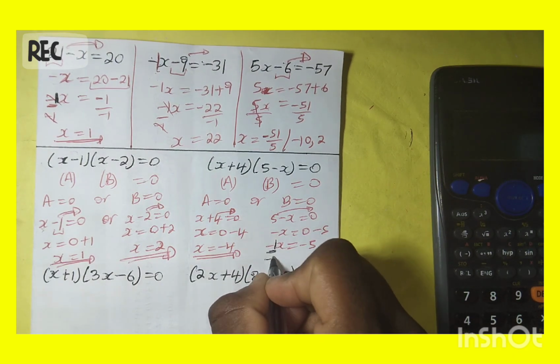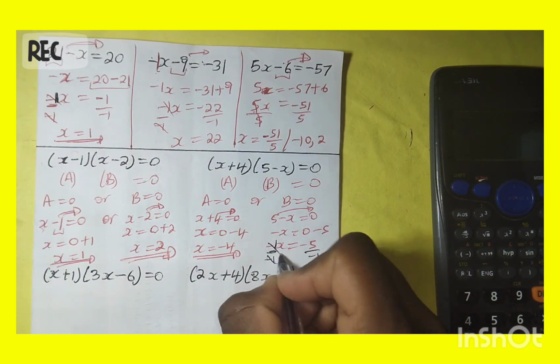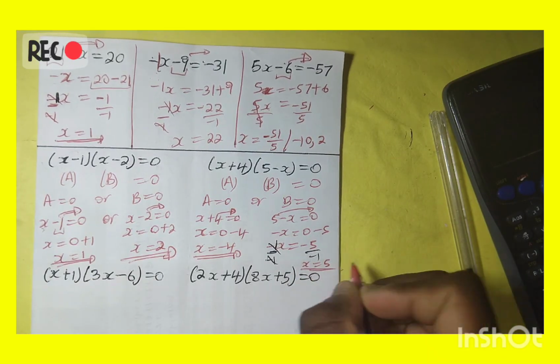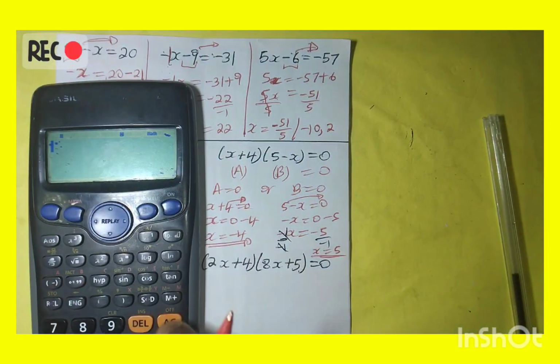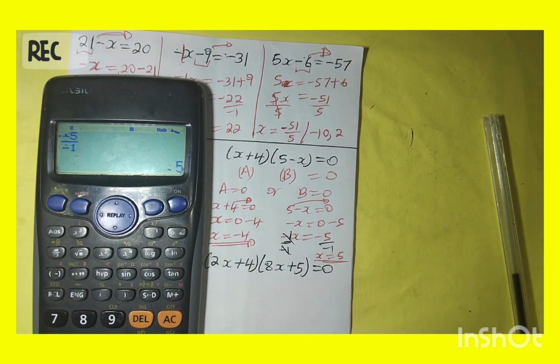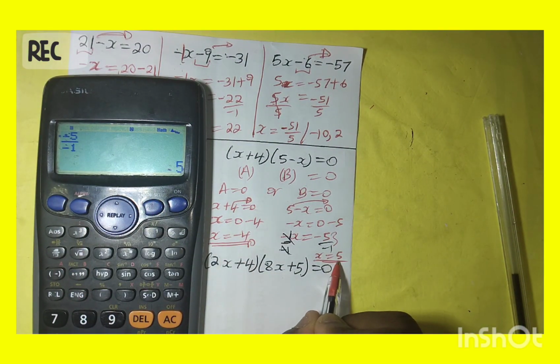What is in front of what we need, we divide by it so that it gets cancelled, meaning the value for x will just become 5. Because on your calculator this is what you should put: negative 5 divided by negative 1. All of this will give you positive 5.